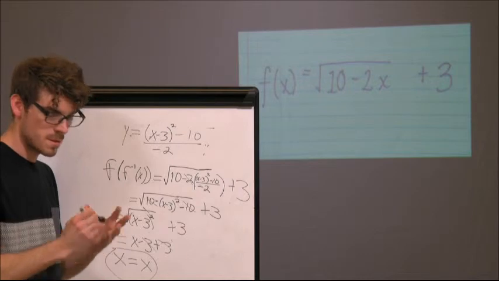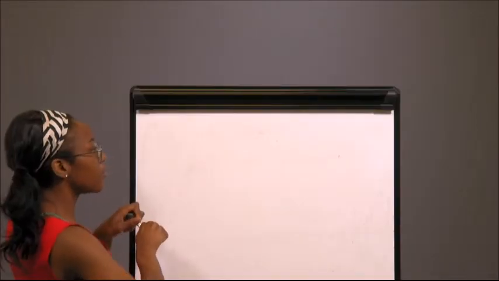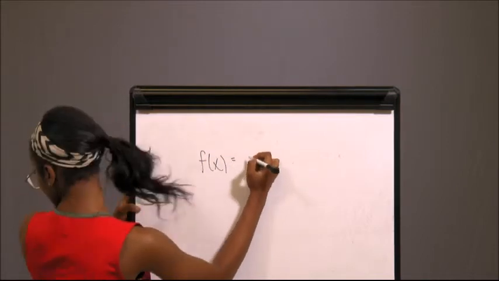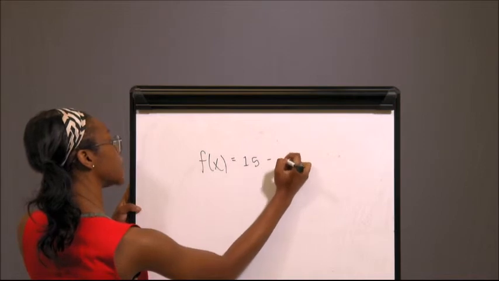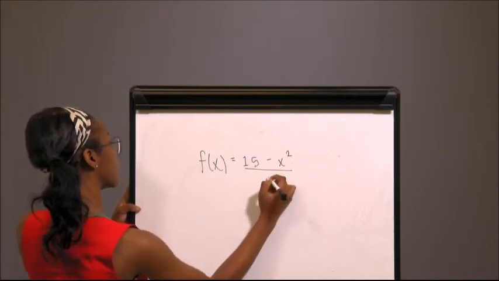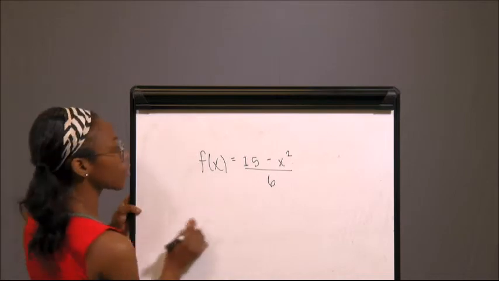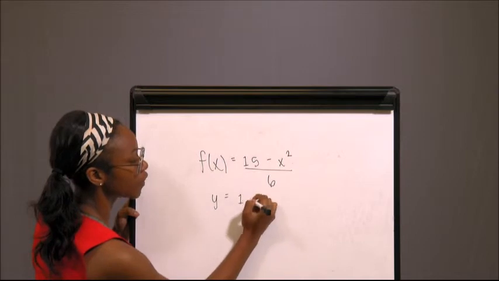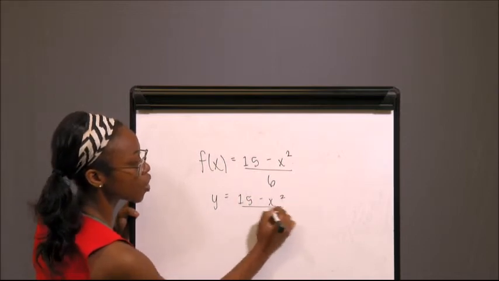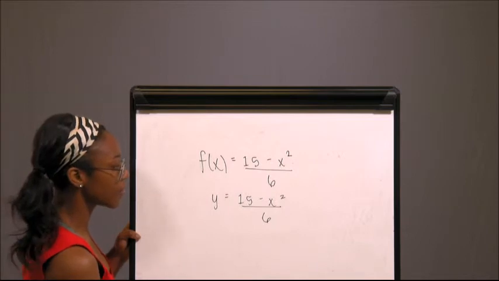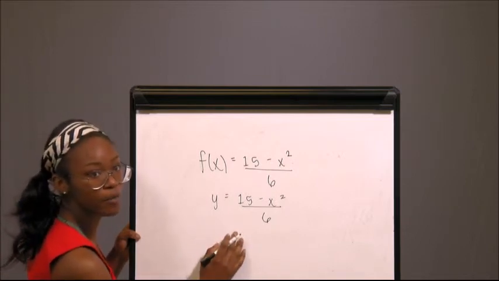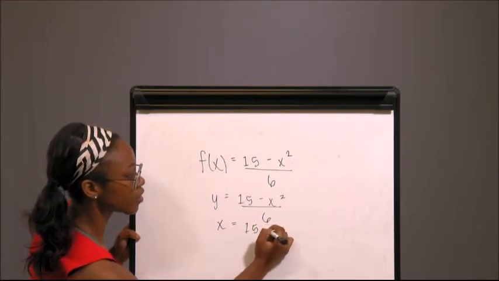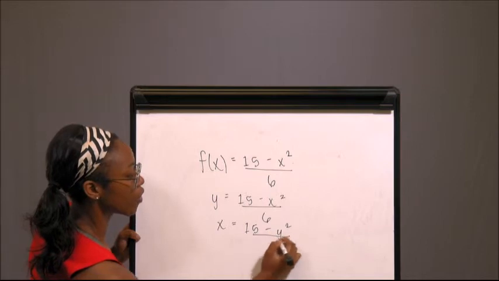And that is it for me. So for our second example, we have f of x equals 15 minus x squared over 6. Right, so we're going to replace f of x with y. So y equals 15 minus x squared over 6. And then after that, we're going to swap our x and y values. So this will be really x equals 15 minus y squared over 6.